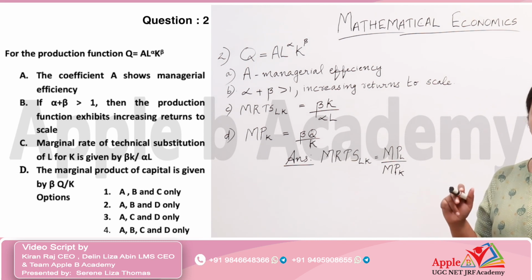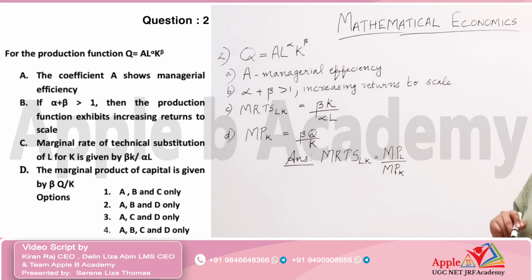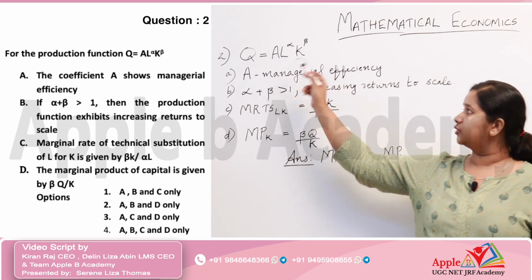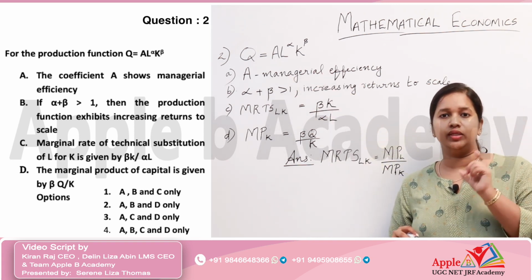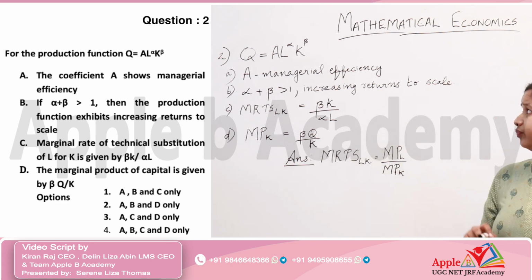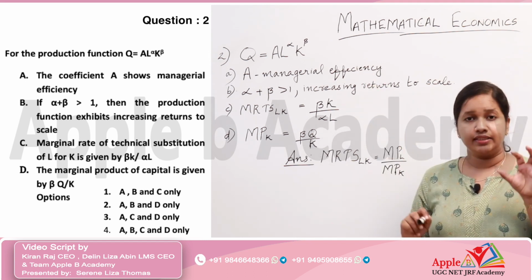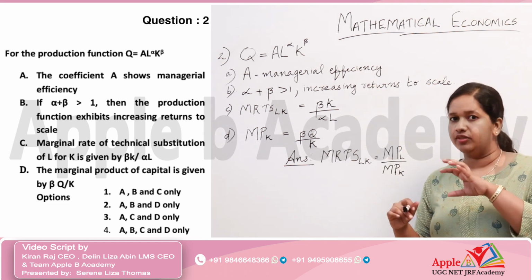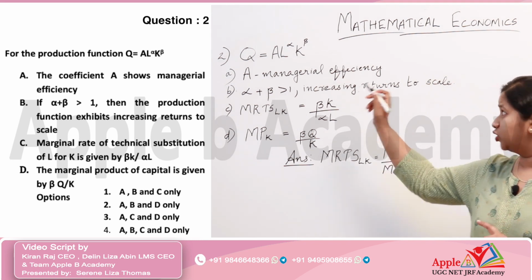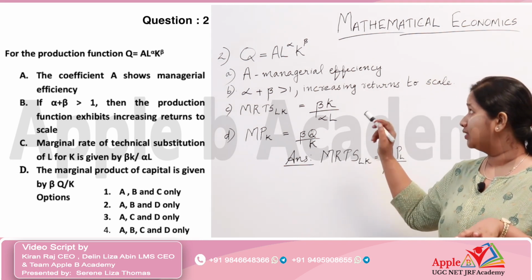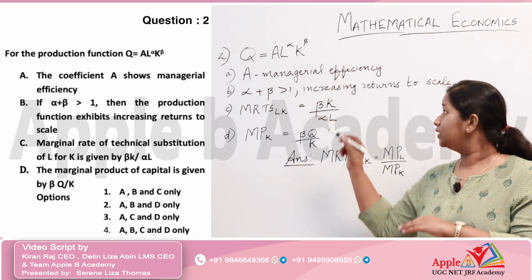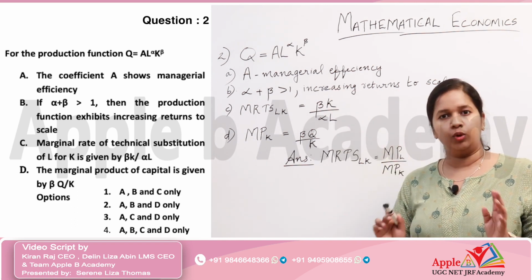Now let us look at each option in detail. First one, A denotes the managerial efficiency. When you look at this production function, Q equal to A L raised to alpha K raised to beta, we know that if alpha plus beta is equal to 1, then it is a Cobb-Douglas production function. If you look at this production function, we can see that A denotes the technology, or we can call it the managerial efficiency. Both are the same.